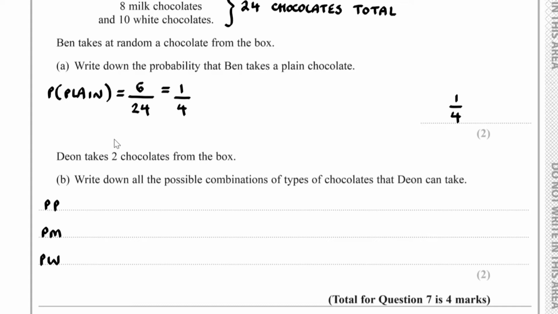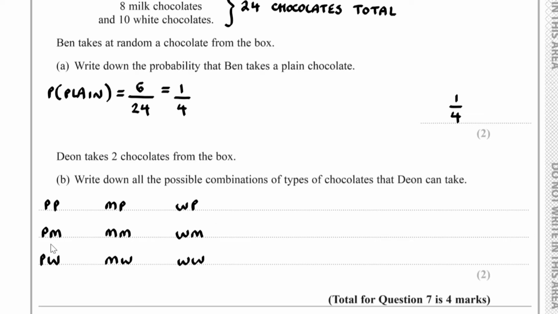Or he could have a milk and a plain, milk and a milk, milk and a white. Or he could have a white and a plain, a white and a milk and a white and another white.